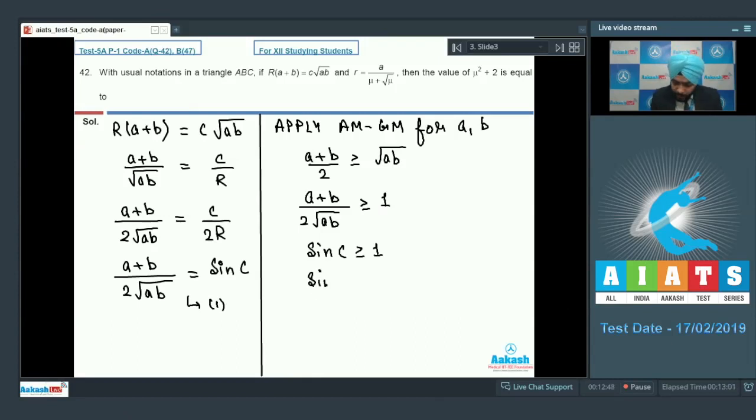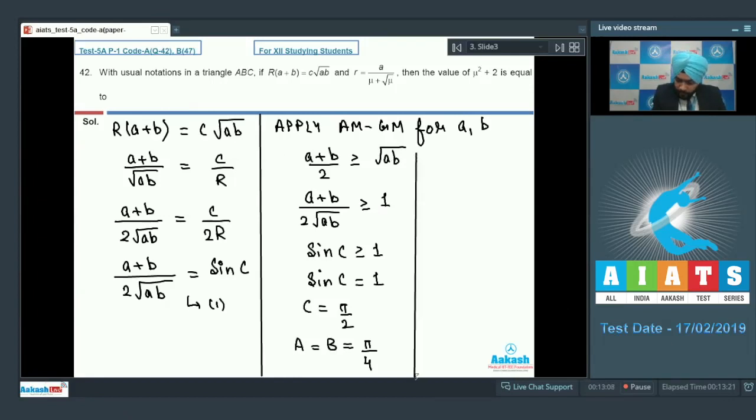So if sin C is 1, that means AM is equal to GM, that means small a is equal to small b, that means C equals pi by 2 and angle A is equal to angle B is equal to pi by 4. Because sides are equal, so opposite angles are equal. It is an isosceles right angle triangle now. We have to find out the value of small r. So small r is delta upon s.